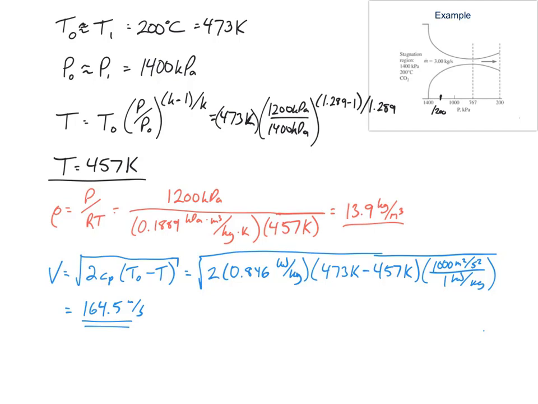Next, we'll do the area. For the area, we'll have the mass flow rate divided by density times velocity. So we'll use our 3.00 kilograms per second from the problem statement. The density is the one we calculated, 13.9 kilograms per meter cubed, and the velocity, which we just calculated, is 164.5 meters per second.